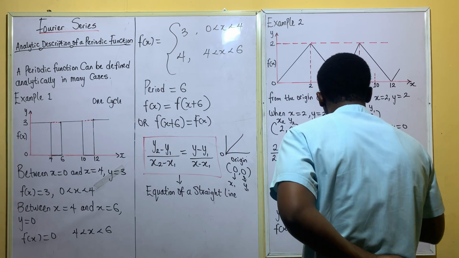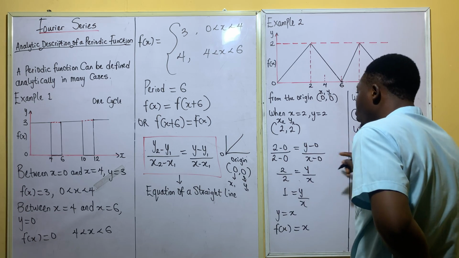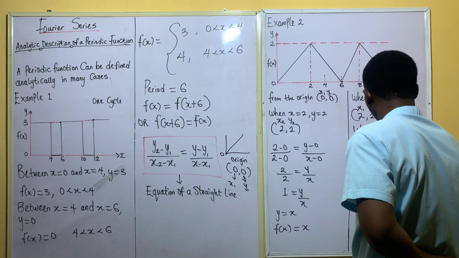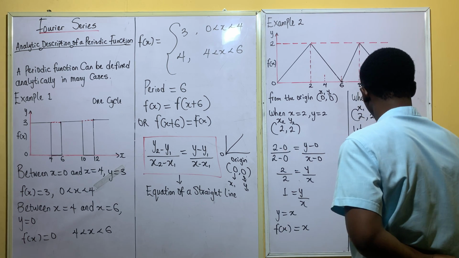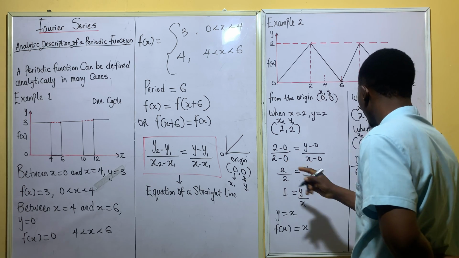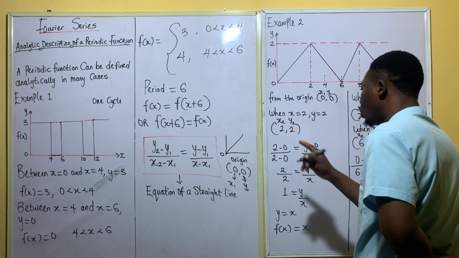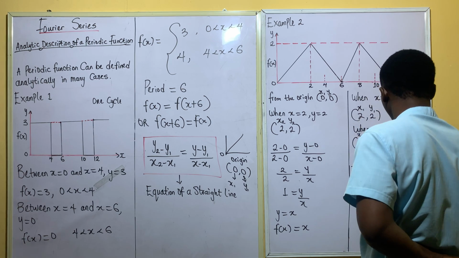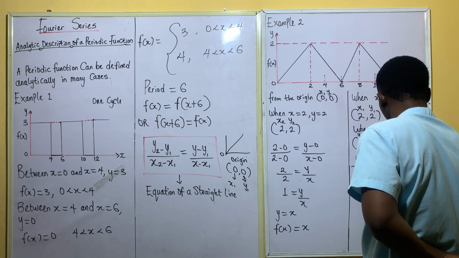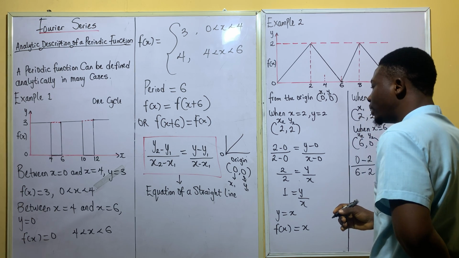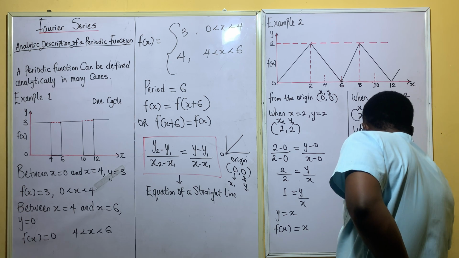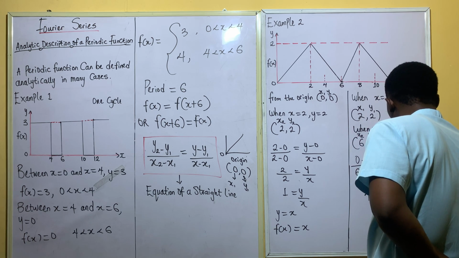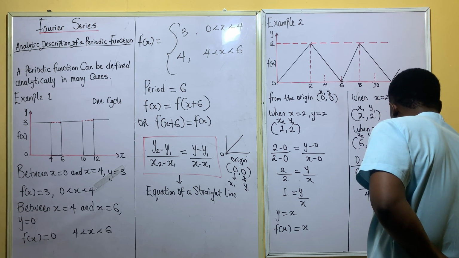Now let's use the equation of the line formula to get the f of x. We're going to apply this formula: y2 minus y1, that is 0 minus 2, over x2 minus x1, that's 6 minus 2, is equal to y minus y1, that's 2, over x minus x1, that is minus 2. So 0 minus 2 gives us minus 2, over 6 minus 2, that gives us 4. So that's equal to y minus 2 over x minus 2.